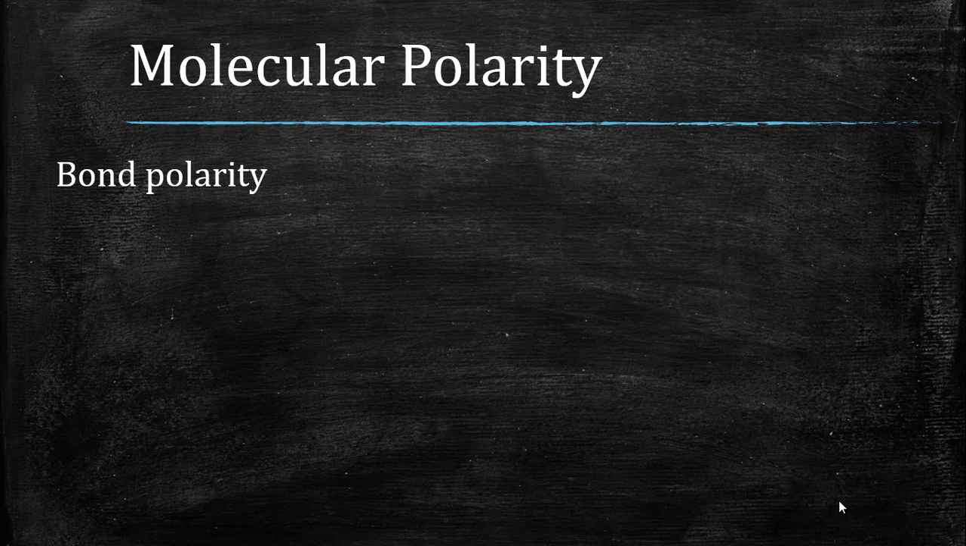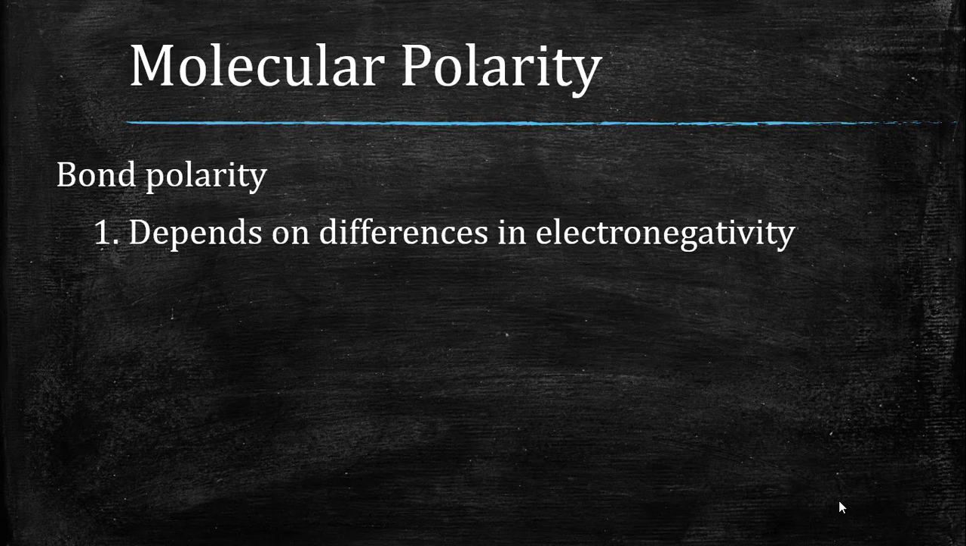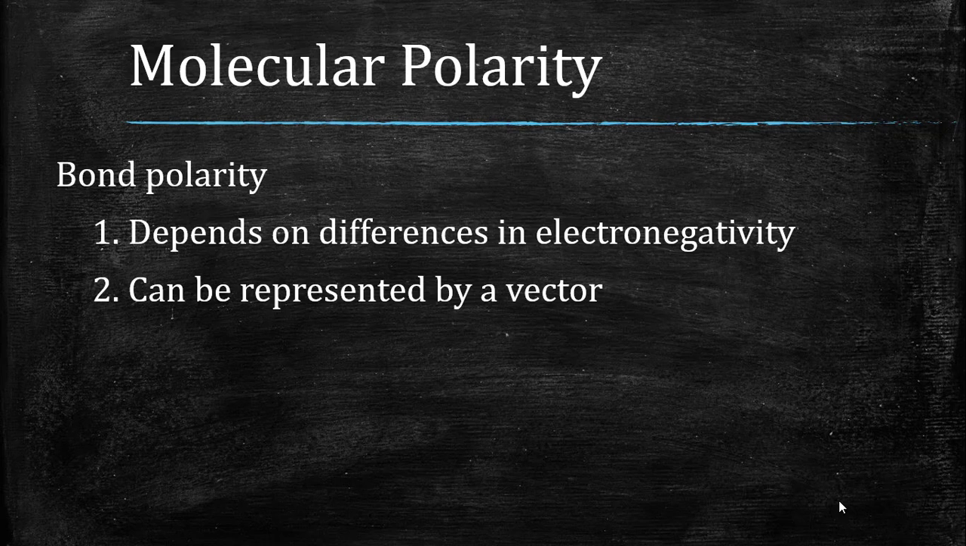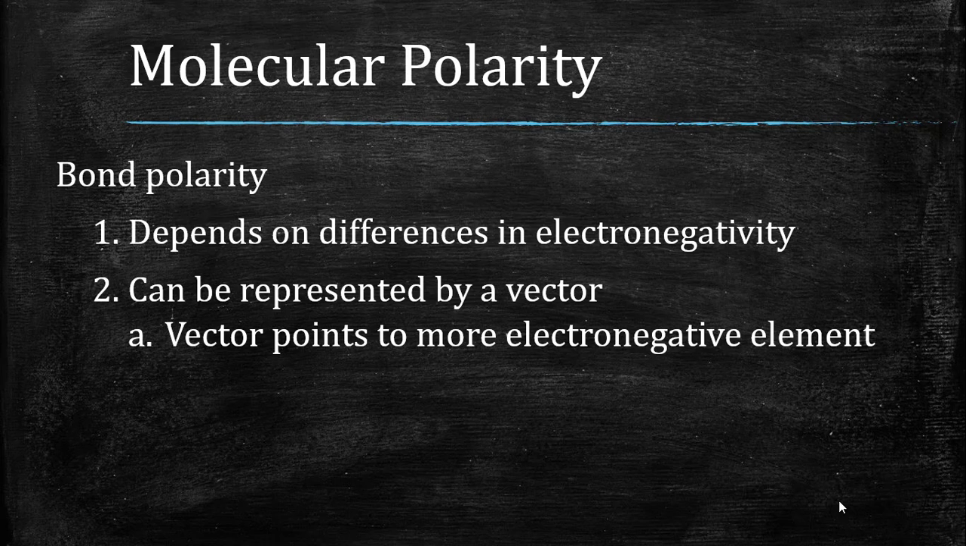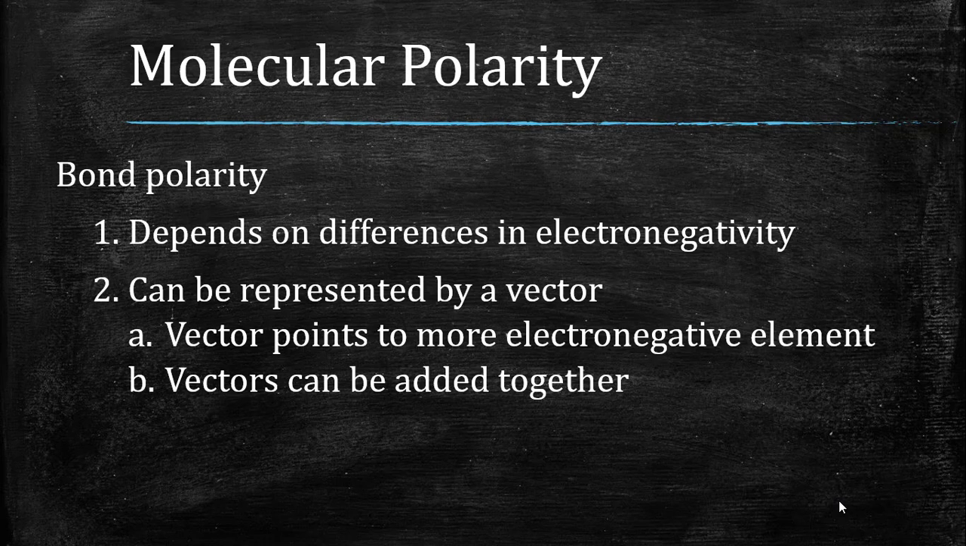A quick review on bond polarity. It depends on differences in electronegativity. It can be represented by a vector. The vector always points from the less electronegative element towards the more electronegative element, and we can see what the resultant value is after adding the vectors together.